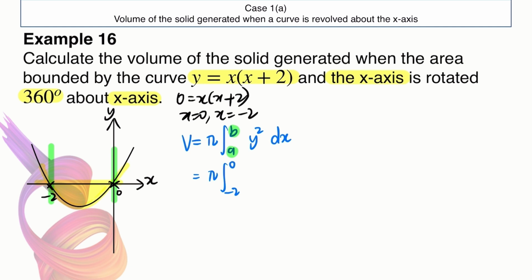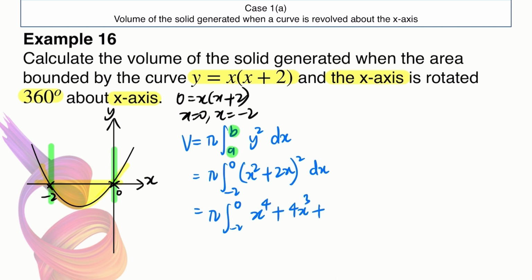Now our y is x(x plus 2). We are going to expand that first, and it becomes x squared plus 2x. Don't forget the bracket and the squared. Now we are going to expand it again. So x to the power of 4 plus 4x cubed plus 4x squared, dx. Now we can integrate them.